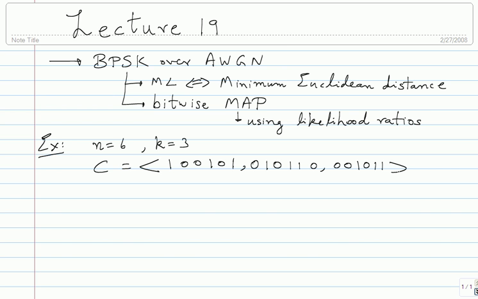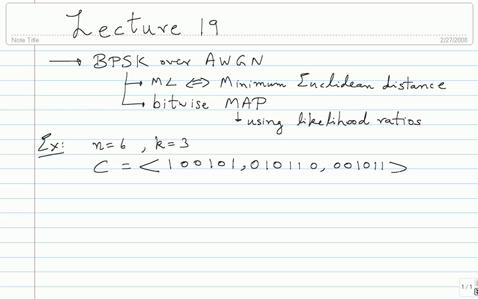There's no problem. So I want you to spend some time and write down a description for the maximum likelihood decoder and the bitwise MAP decoder. Yes. This is a basis. No, this is just a basis vector. This is not the set of all code words. I don't have the all zero code word for this.